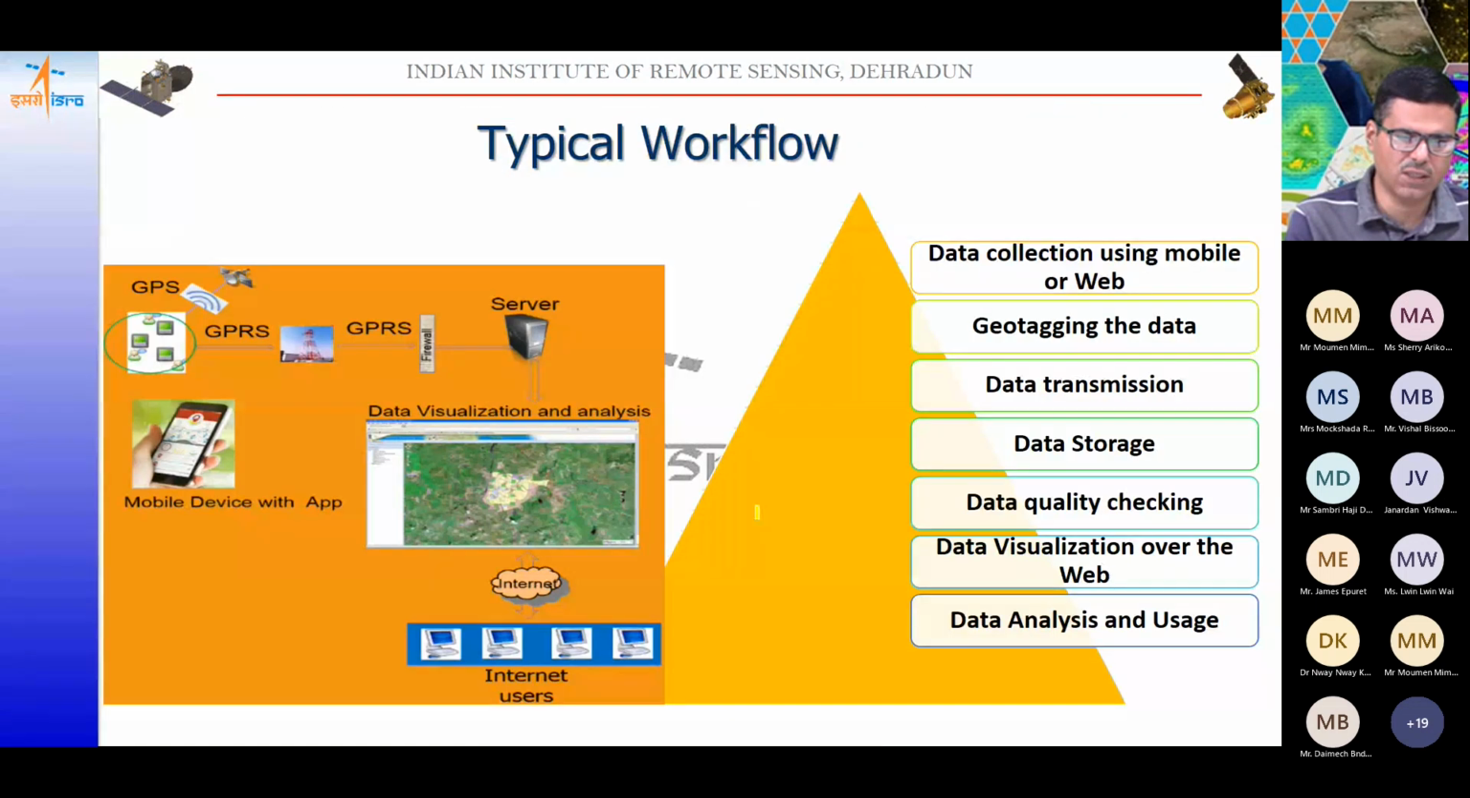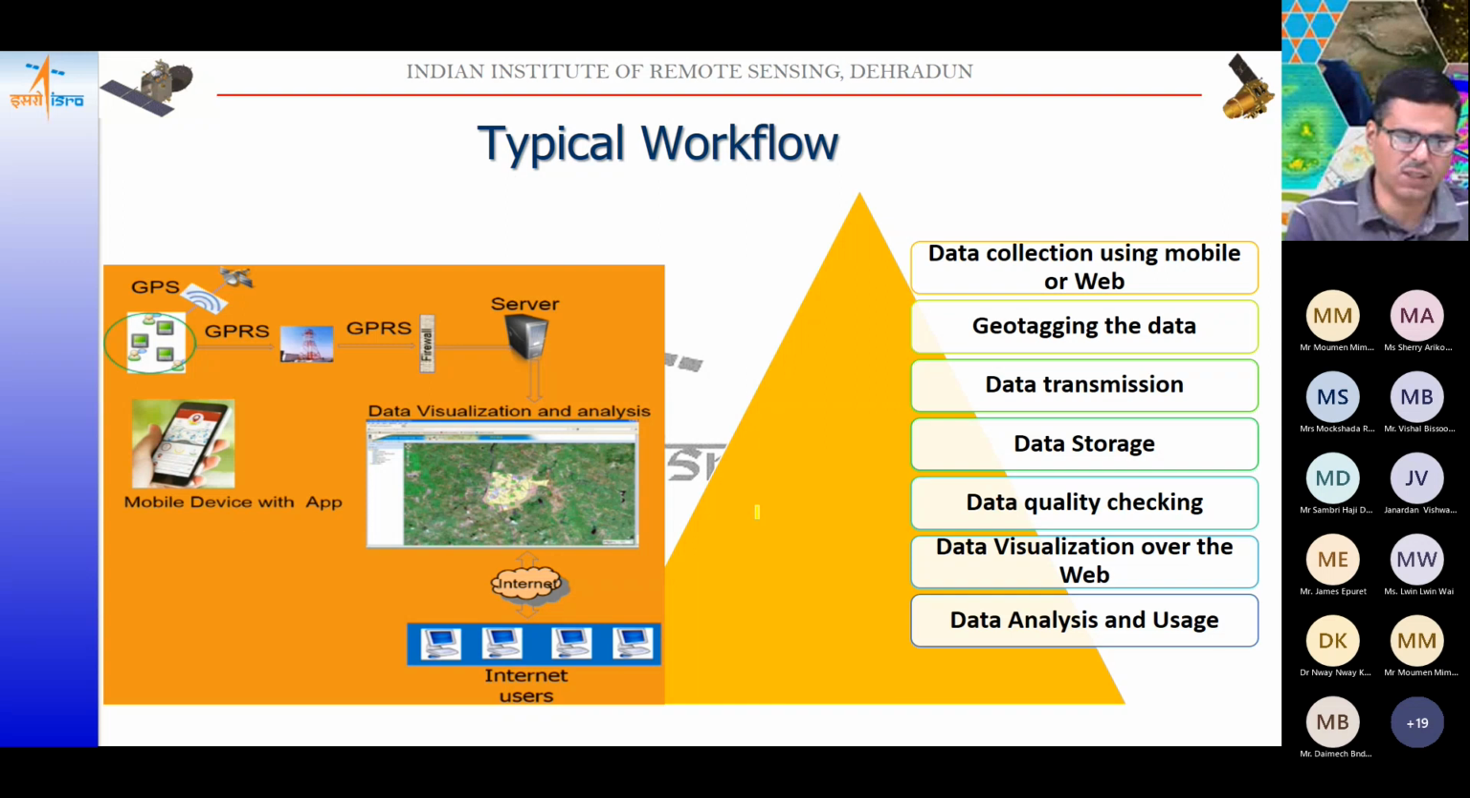Now, if I quickly summarize the typical workflow that you will come across in such projects: there should be a provision for data collection, either mobile or web-based. Because we are talking about geographic citizen science, there will be a provision for geotagging of data, along with capture of rich data sets like images, videos, audio, etc., along with the transmission of data. Obviously, with the storage, keeping in mind offline storage, especially for mobile apps.